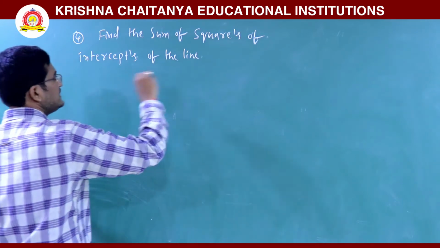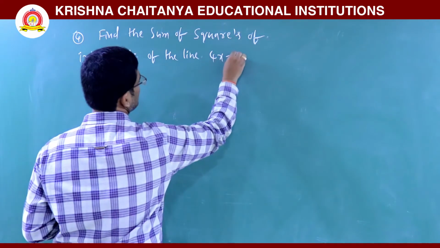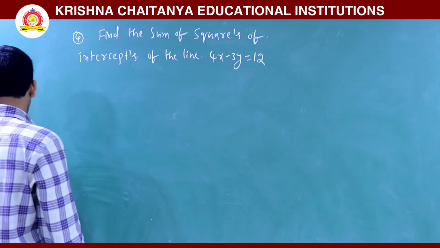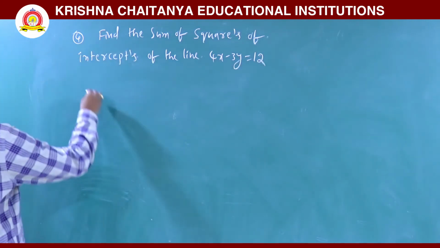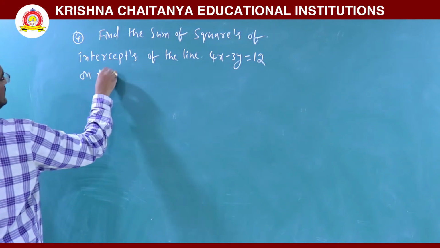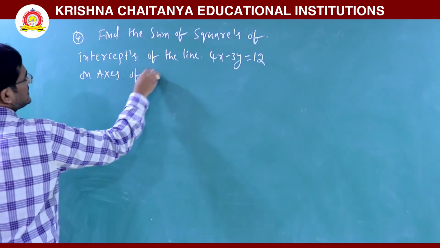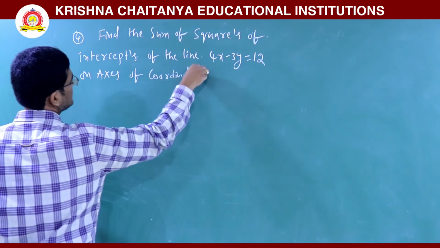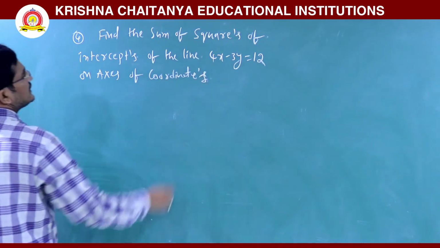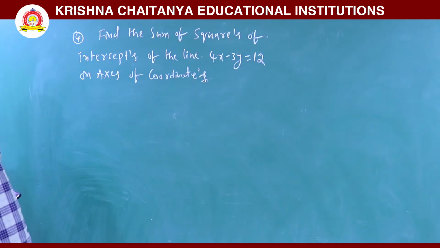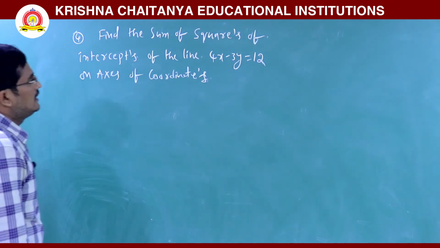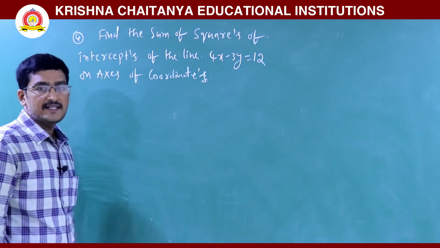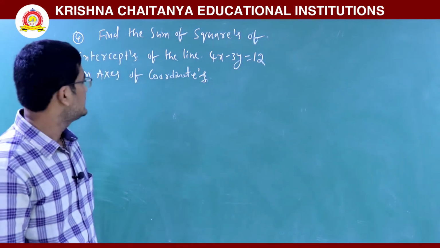4x minus 3y is equal to 12 on the axis of coordinates. Find the sum of squares of intercepts of the line 4x minus 3y is equal to 12 on the axis of coordinates. Axis of coordinates means x-axis and y-axis.